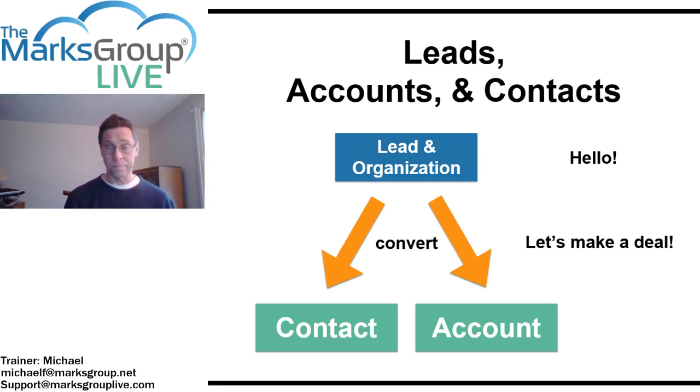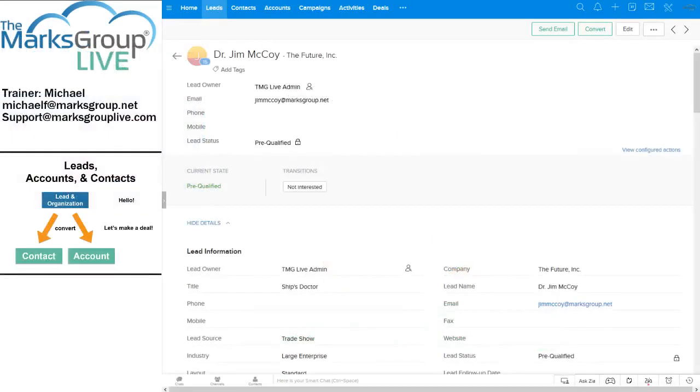The account record is basically the information that we have on Dr. McCoy's organization. So the Future Inc. was the organization that we created where Dr. McCoy works. That becomes the account. And the contact, Jim McCoy, is a contact who works at that account. So let's actually see that in action. Let's go over to here, and we're going to convert Dr. Jim McCoy.